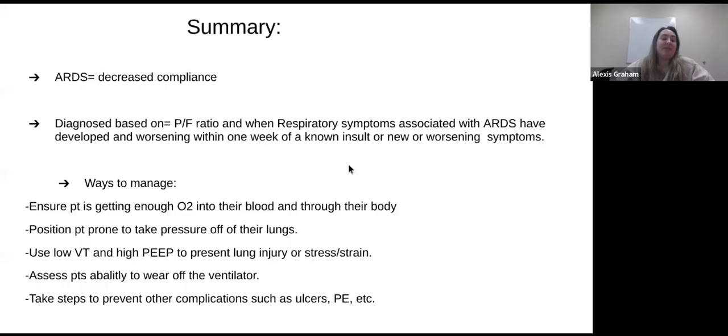And then the ways to manage will be to ensure the patient is getting enough O2 in their blood and through their body. Position the patient prone, take pressure off their lungs. Like I said, the low tidal volumes and high PEEP to prevent the stress or strain on their lungs. Assess their ability to wean, and then take steps to prevent complications such as the ulcers or pulmonary embolism.